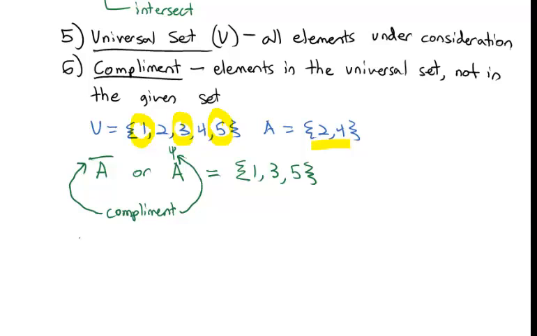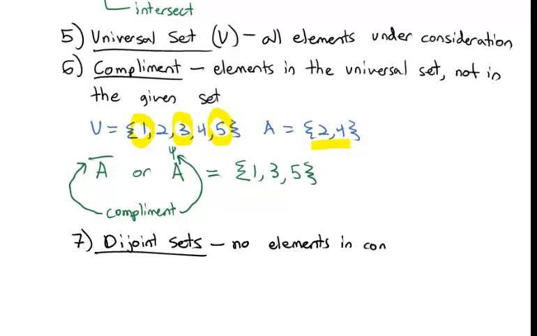The complement and the set are considered disjoint sets. There's lots of disjoint sets that don't include complements, but complements are one type of disjoint sets. A disjoint set are two sets that have no elements in common. In other words, if we took set A and found the intersection with set B, we would get the empty set because there's nothing in common with both A and B.